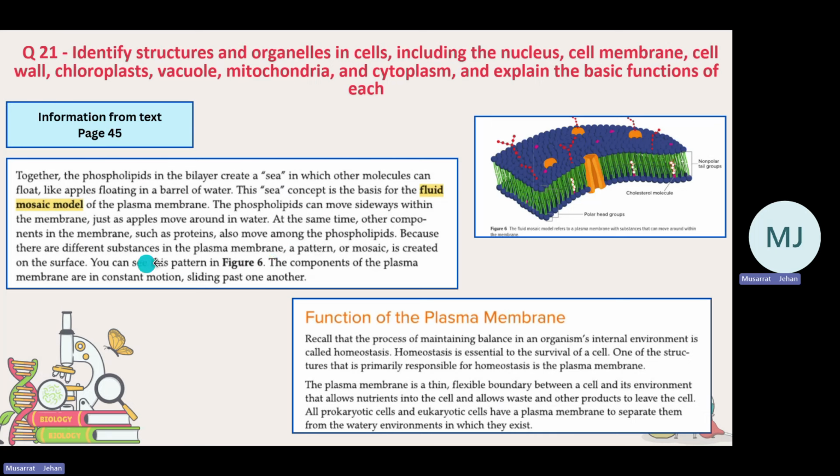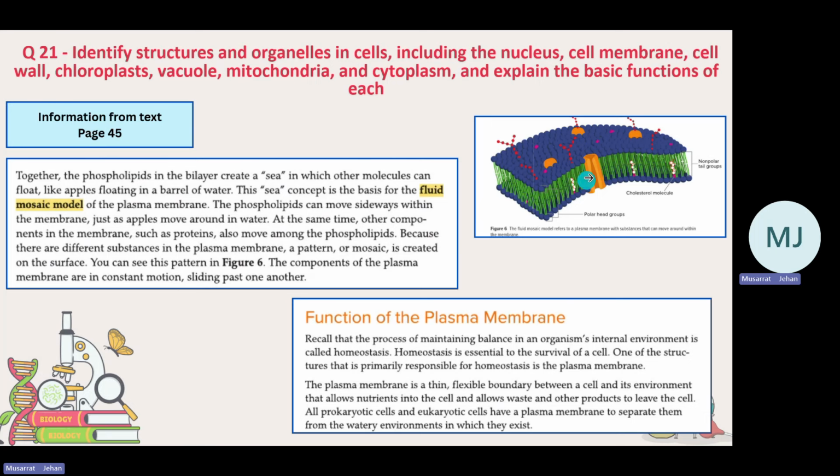Because there are different substances in the plasma membrane, a pattern or mosaic is created on the surface. So there is a pattern on the surface. You can see this pattern. The components of the plasma membrane are in constant motion, sliding past each other. That's why we call it a fluid mosaic model.